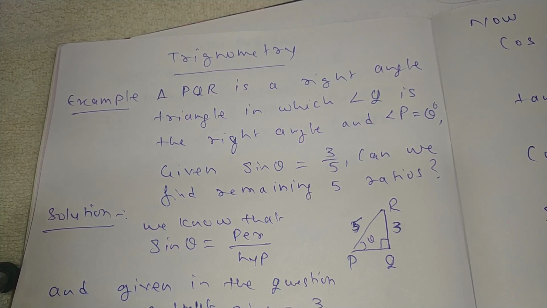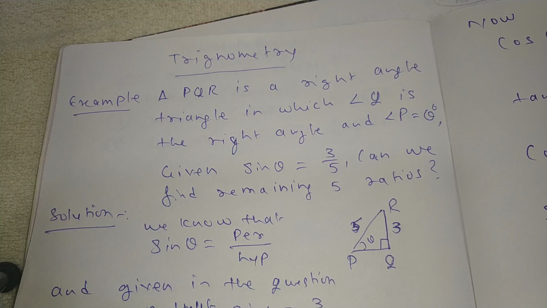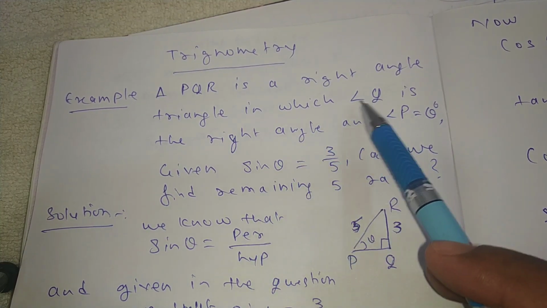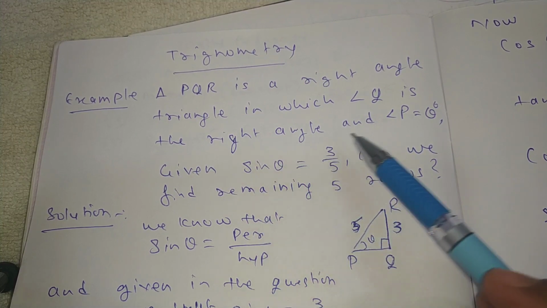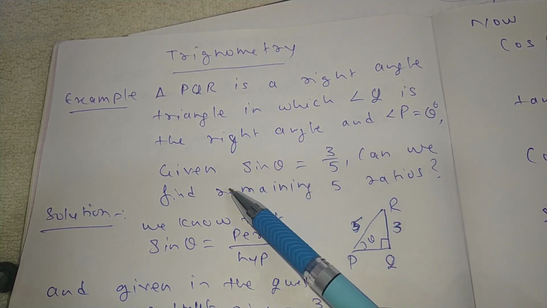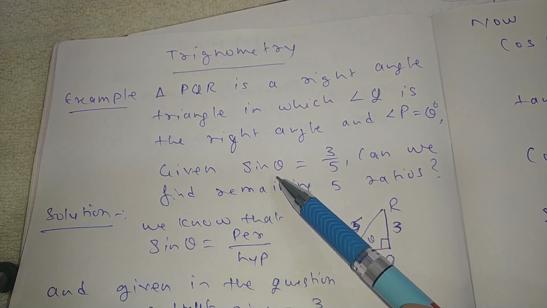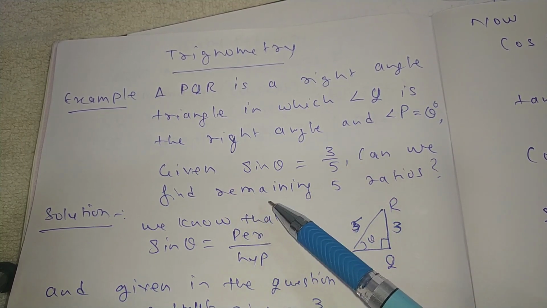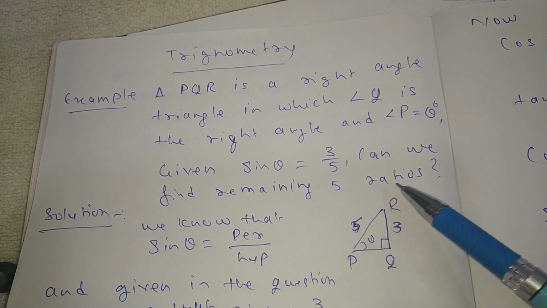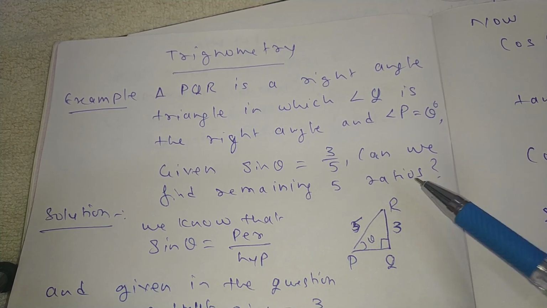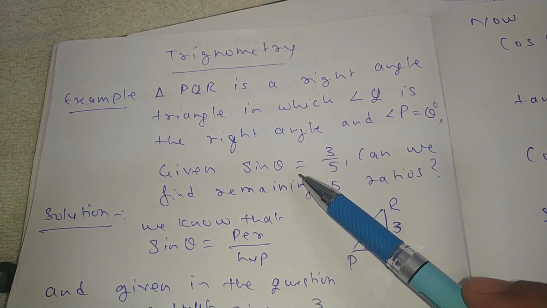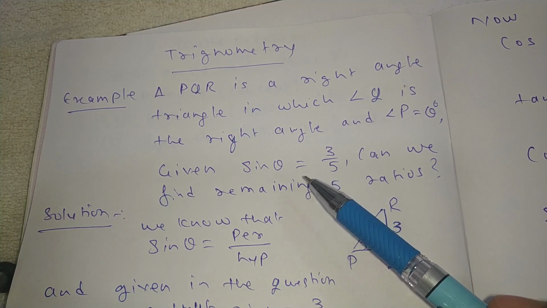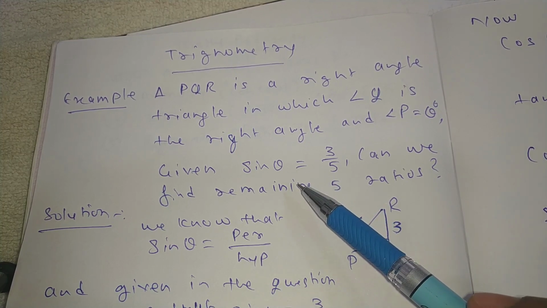Question is, triangle PQR is a right angle triangle in which angle Q is the right angle and angle P is theta degree. Given sin theta is equal to 3/5. Can we find the remaining 5 ratios? What are the 5 ratios? Sin theta is 1 ratio, then cos theta, tan theta, cot theta, sec theta and cosec theta.